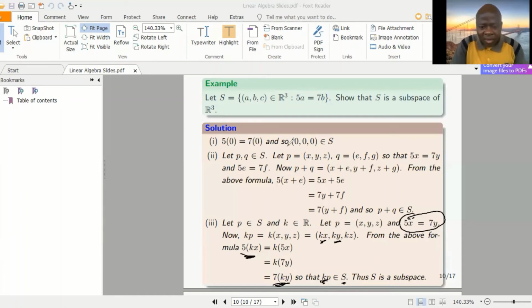And we've seen that the 3 conditions have all been satisfied. That means that this S is a subspace. So when we are told to show that it's a subspace, we are giving the proof. And whenever we are told to show that it's not a subspace, we come up with specific examples and then show that one of the properties will not be satisfied.